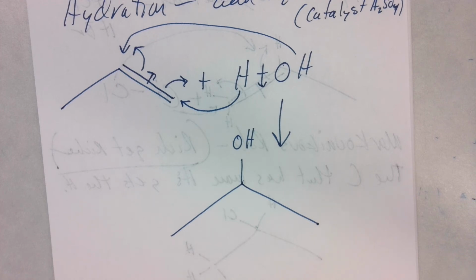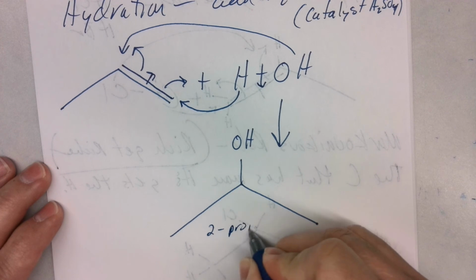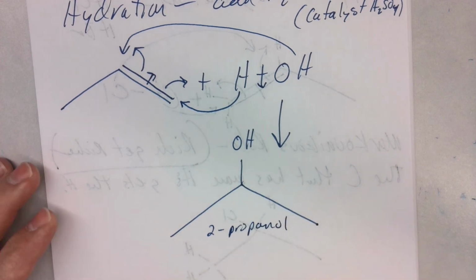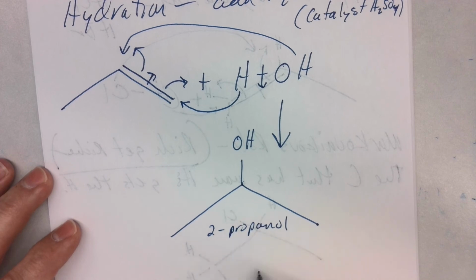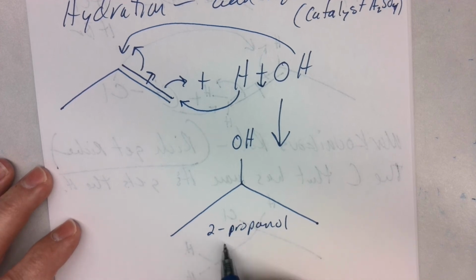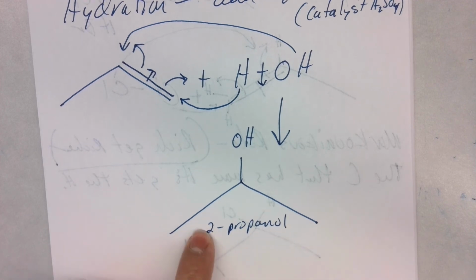It's on the second carbon. So this would actually become 2-propanol. But I've got to tell what carbon the alcohol is on. It's on a propane, so it becomes 2-propanol, telling me that the alcohol group is bonded to the second carbon. Okay? We're going to get into all that kind of stuff, but that's for next time.